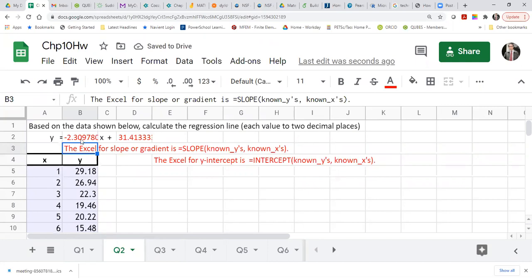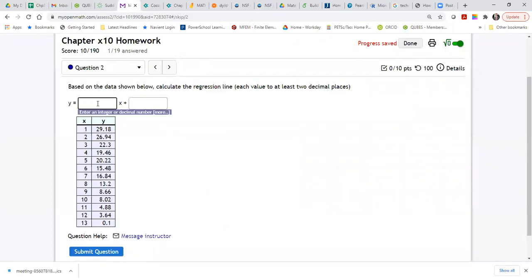So this will be the answer for the slope, the number in front of the X. And you need to put at least 2 decimals. Because it says at least 2 decimals, maybe just keep the whole thing.